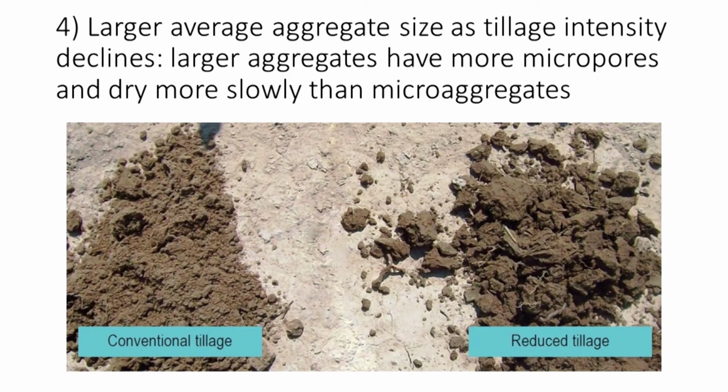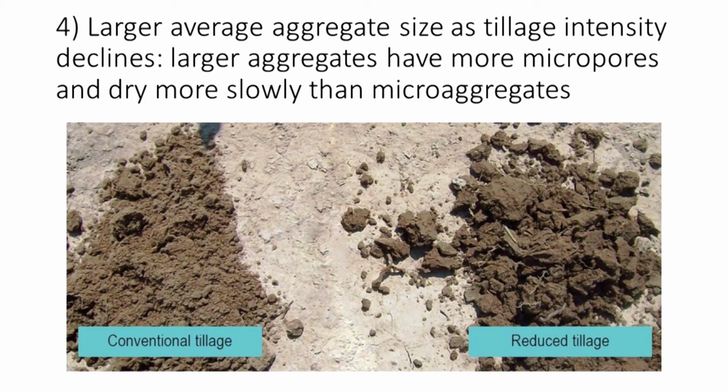The fourth way that tillage influences soil moisture status and availability is through its impact on the distribution of aggregate sizes in that field. So like we talked about earlier, as tillage intensity declines, we get larger average aggregate sizes. The distribution of aggregate sizes in that field shifts toward larger average aggregates, and you can see that here.